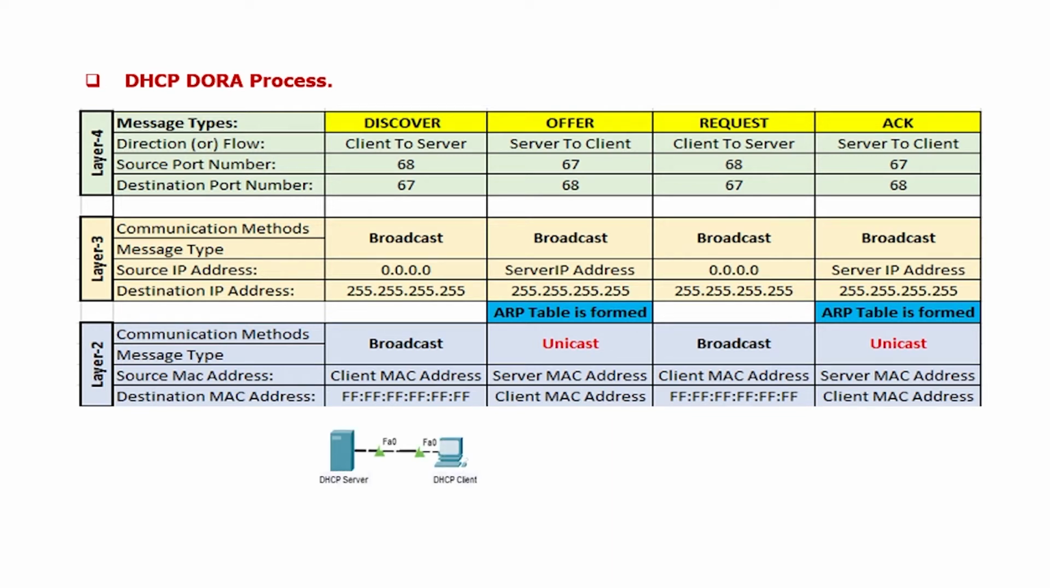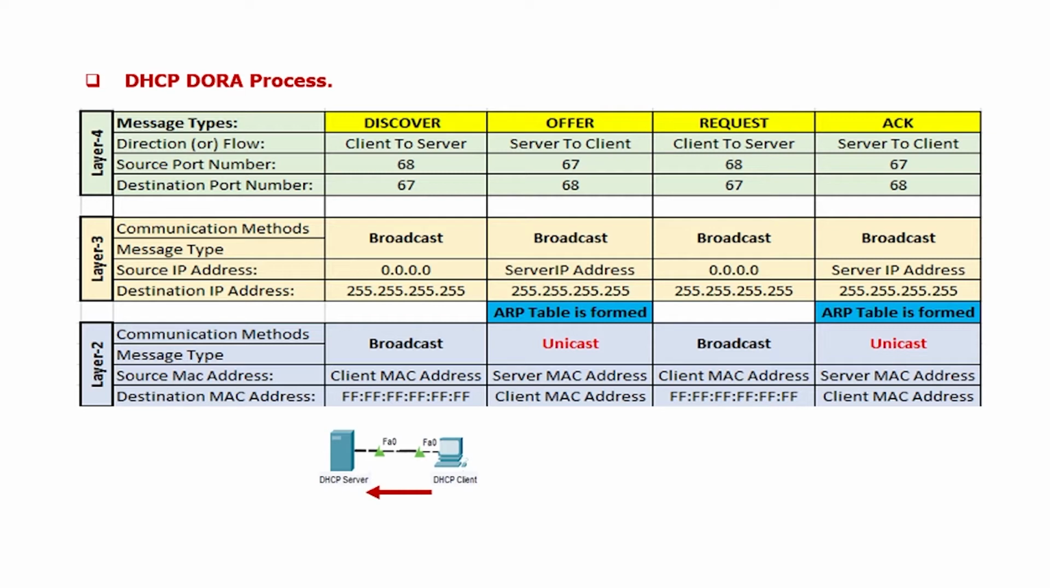In our topology, there are only a DHCP server and a DHCP client. Now the DHCP client is trying to get an IP address from the DHCP server. So in layer 2, the client will add its MAC address and try to find the DHCP MAC address, that is 12F. Initially it doesn't know the DHCP MAC address, so it uses 12F.